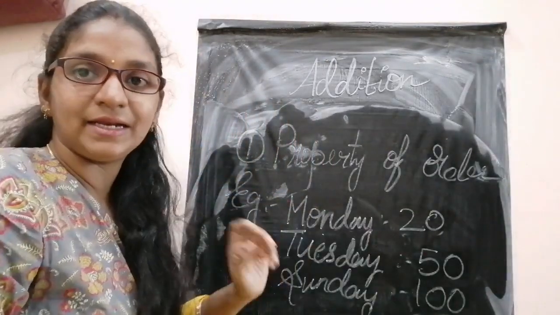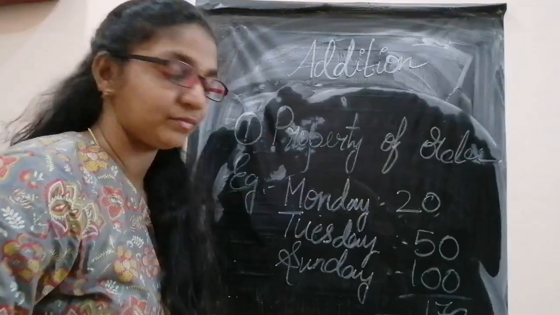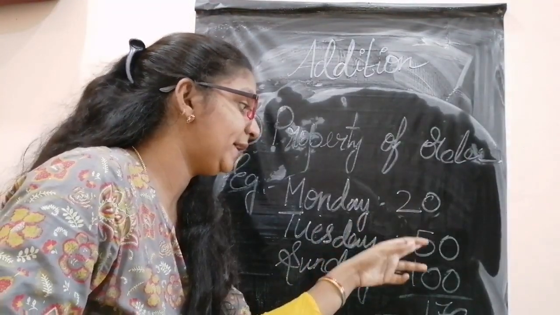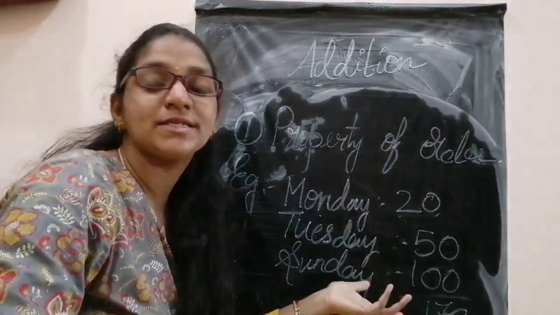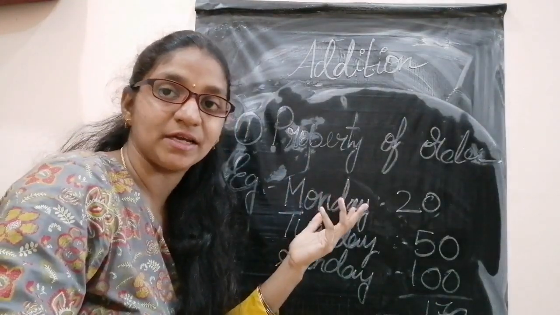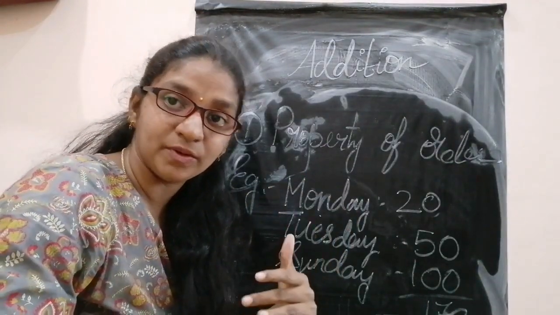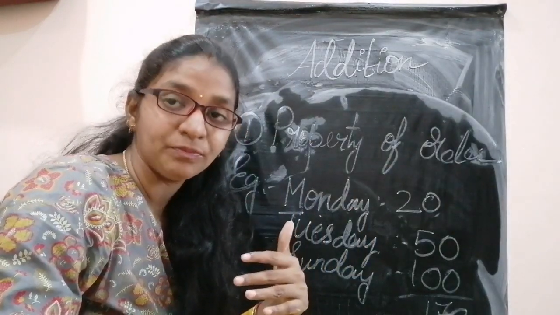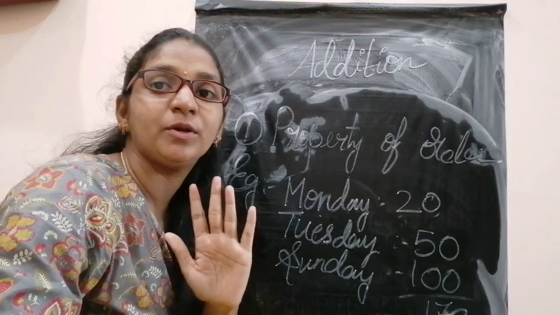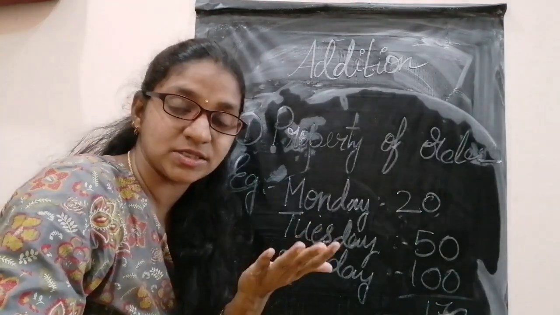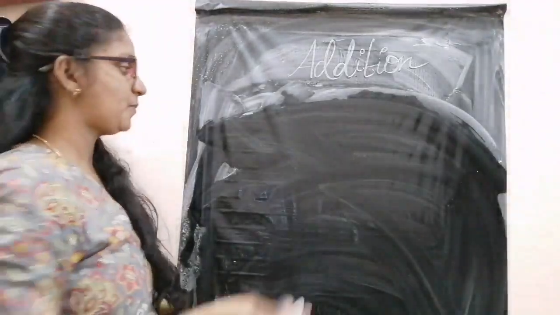Let's calculate the sum again. What will happen? 20 plus 50, 70. 70 plus 100, 170. What is the answer? It is the same, 170. So according to the property of order, if we exchange the values from top to bottom or bottom to top, then the sum of all the numbers does not change. There will be no effect if we exchange the order. Next property.